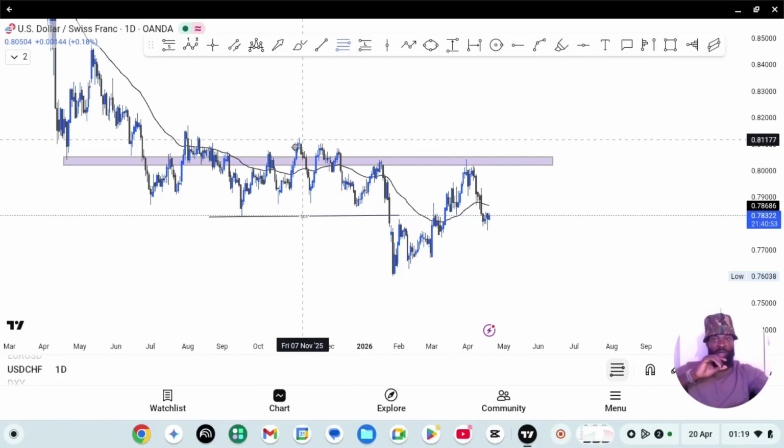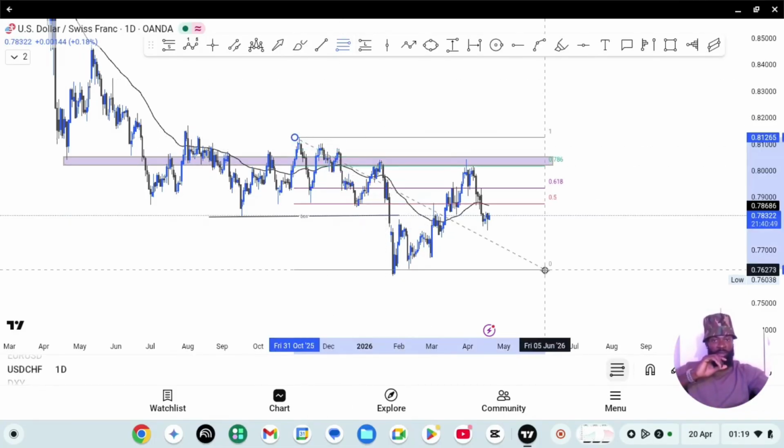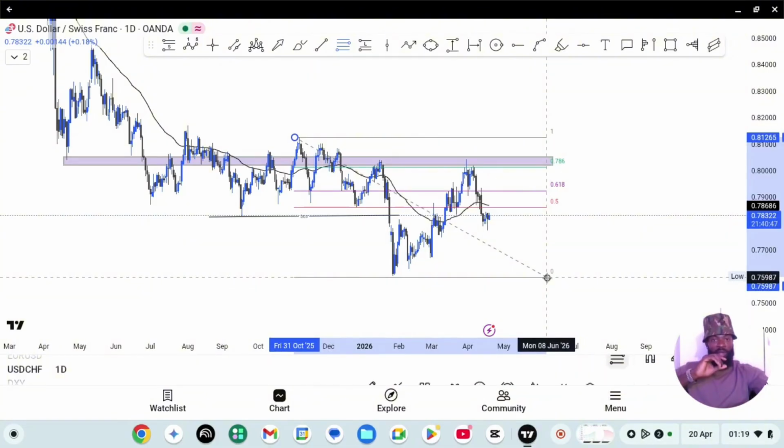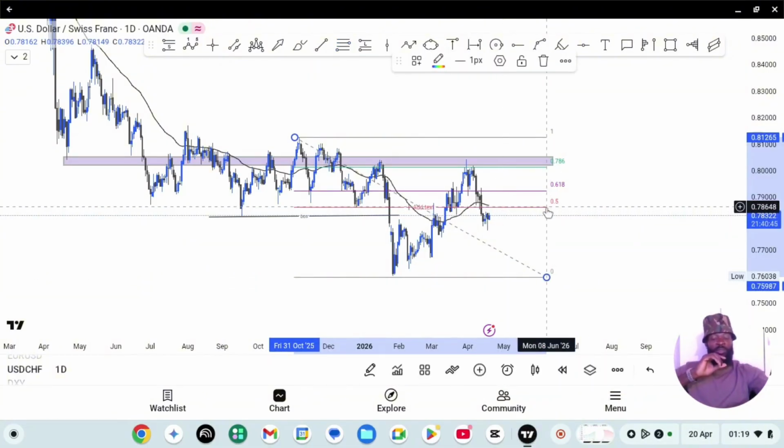Now let's put our Fibonacci level from the swing high down to the swing low. From the 50% downwards is our discount area, while from the 50% upward is our premium area. We can clearly see we are in our premium area. Now let's move down to the 4 hours time frame.